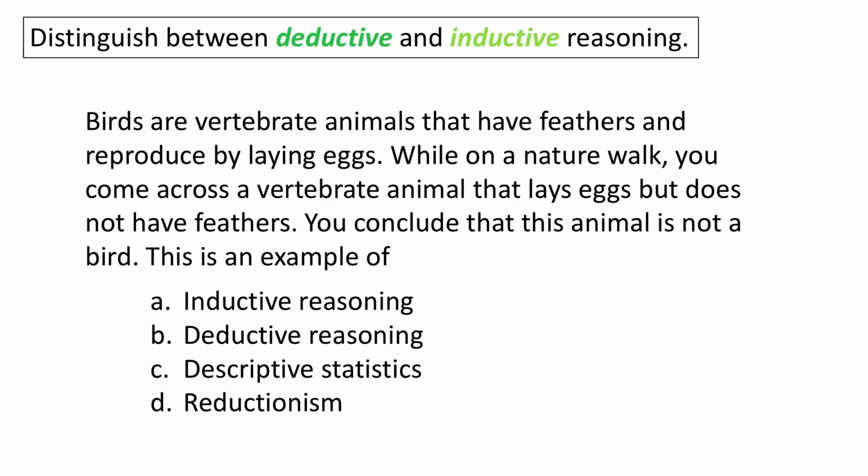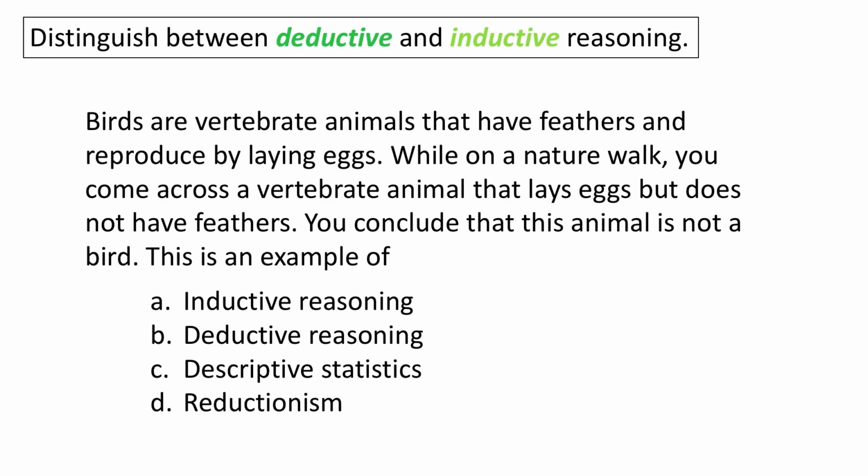Birds are vertebrate animals that have feathers and reproduce by laying eggs. While on a nature walk, you come across a vertebrate animal that lays eggs but does not have feathers. You conclude that this animal is not a bird. This is an example of, is it A, inductive reasoning, B, deductive reasoning, C, descriptive statistics, or D, reductionism? Again, this is a great time to pause the video and think about your answer. Reread the question if you need to, and then come back and I'll tell you the answer in just a second.